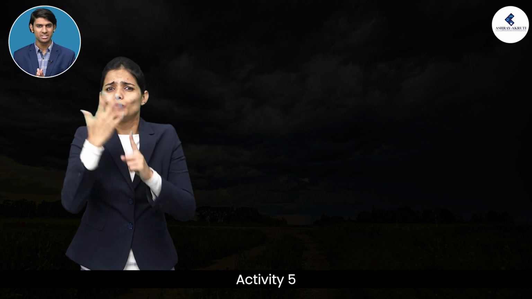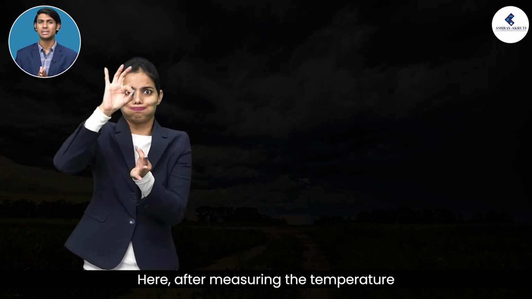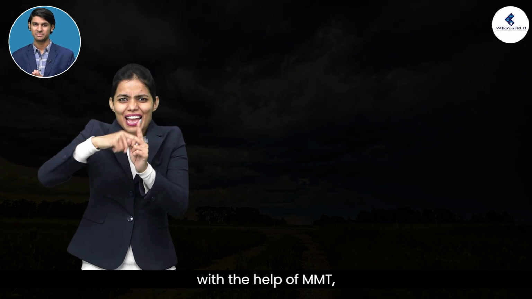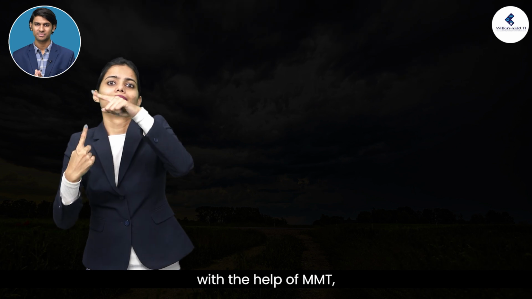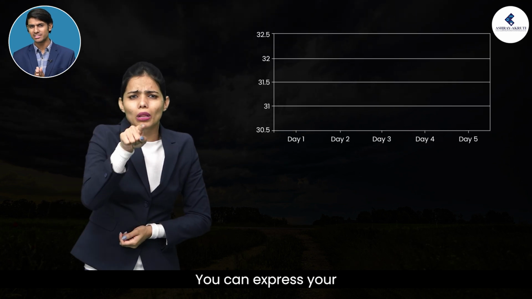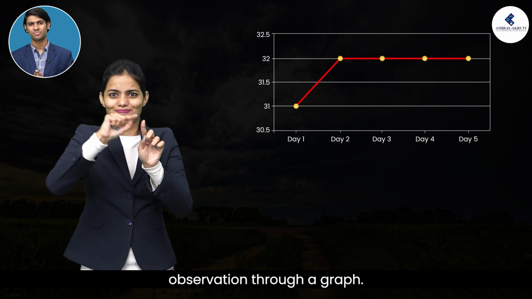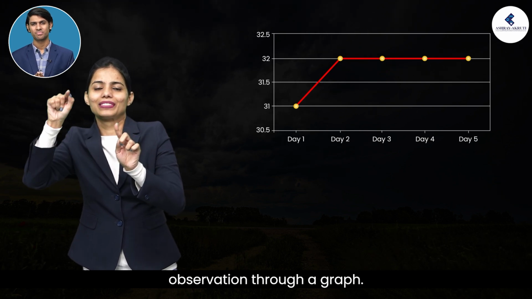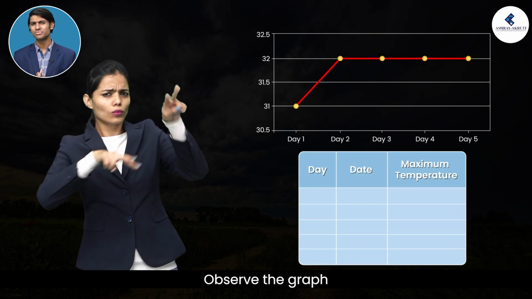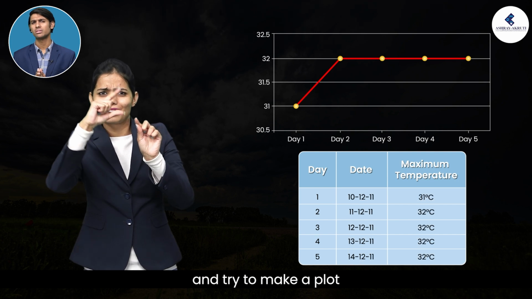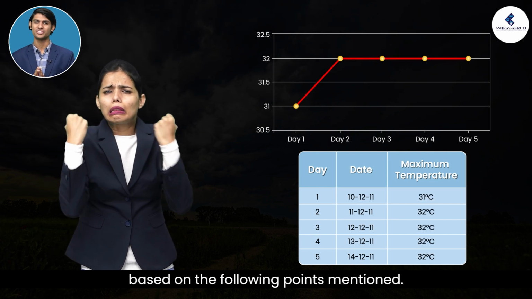Activity 5: after measuring the temperature with the help of MMT, you can express your observation through a graph. Observe the graph and try to make a plot based on the following points mentioned.